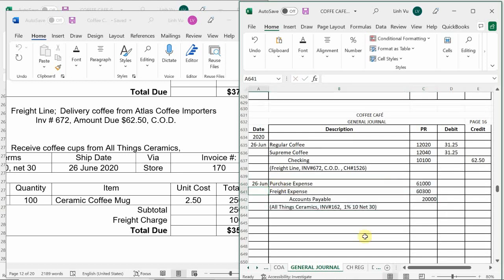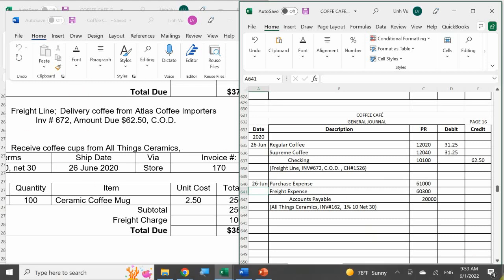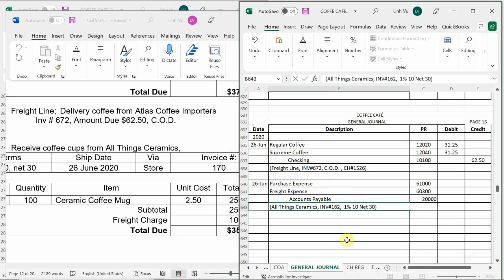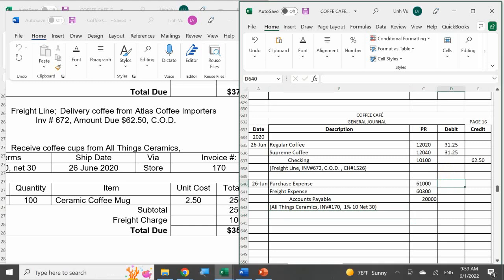Okay, 626. So I need to change details here. So All Things Ceramics, invoice number 170. 1% 10 net 30. In this case, I purchased my ceramic coffee mugs, 100 at $2.50, so that's $250. Plus $100 freight. So my bill came out to be a total of $350.